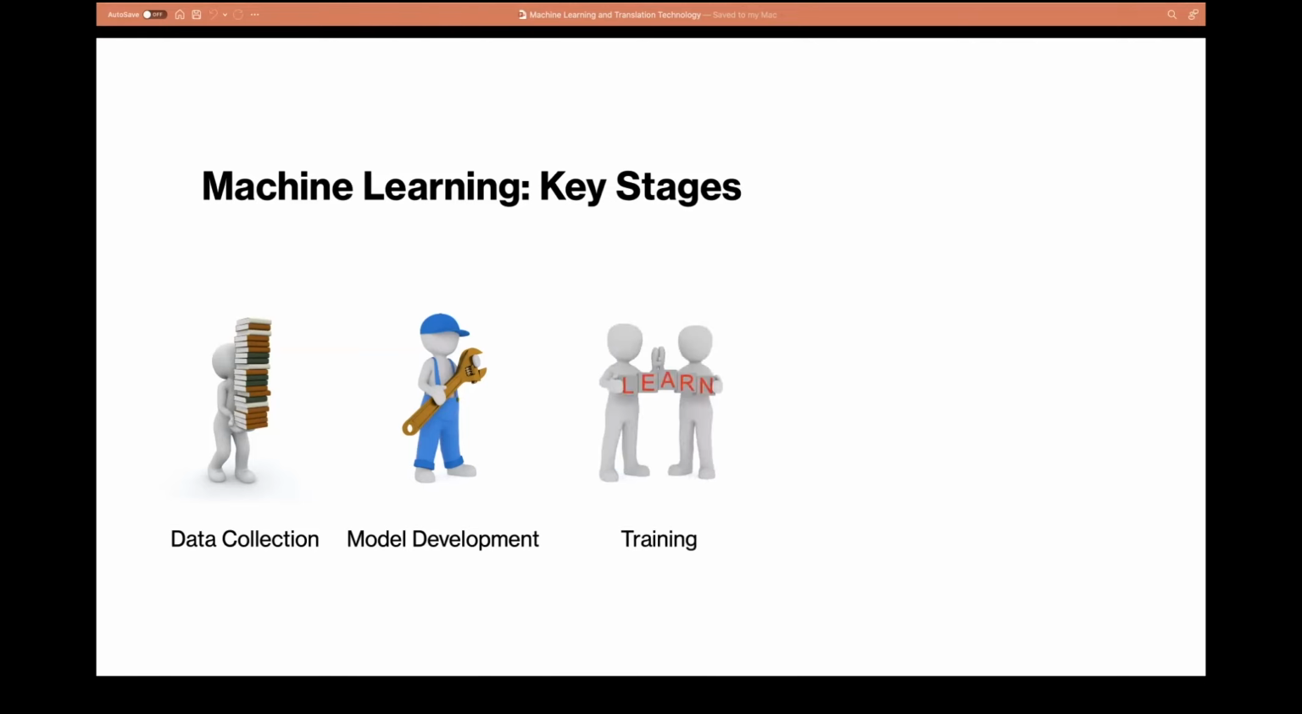And then the third part, after your model is ready, you want to have training, so the actual process of so-called learning. The computer tries to learn from data. More specifically, it's about extraction of patterns or features relevant to completion of a particular task, whether talking about speech recognition or translation and so on. So this stage is about training, the actual learning process.